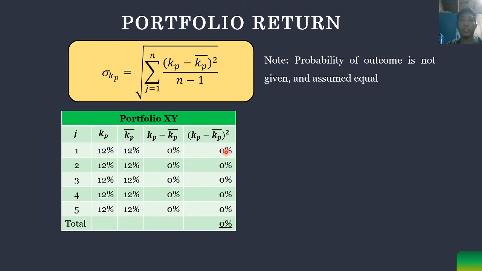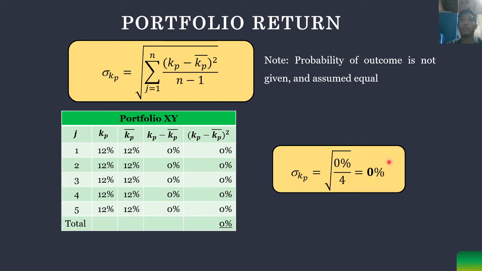So, pag in-square natin yan, 0. All over n minus 1. So, 5 minus 1 is 4. 4 observations yan. So, 0. Square root of 0. So, the standard deviation is 0%.